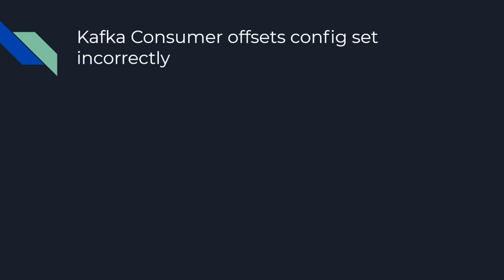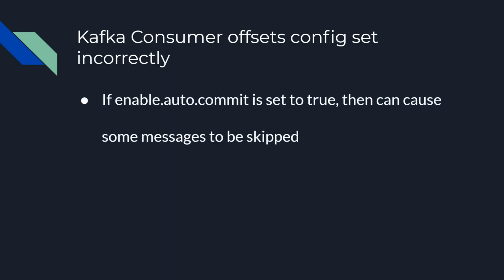The fifth mistake is setting the offsets config incorrectly in the consumer. There is a property known as enable auto commit. If this is set to true, then whenever the Kafka consumer consumes a message from Kafka, it will automatically send a commit. This way, if suppose the consumer failed to process any message, then that message will completely get skipped, and this can cause data loss.